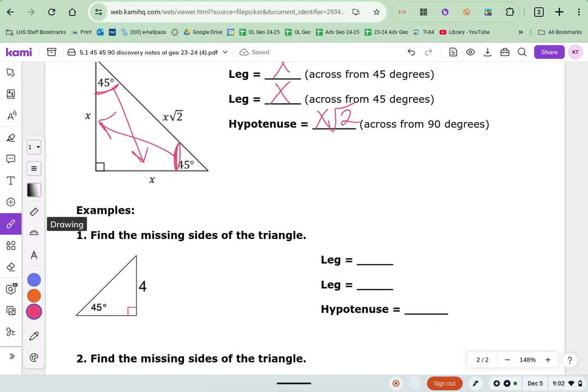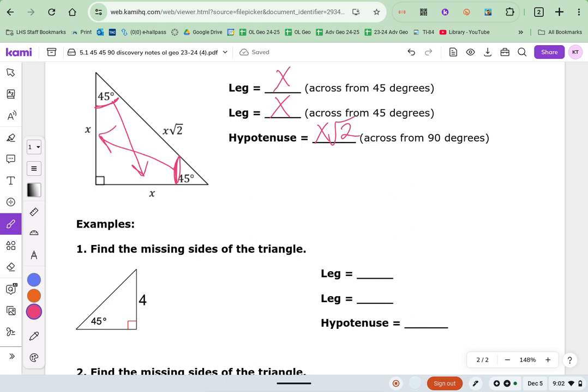All right, so on this first one, we decide, are we given a leg or are we given the hypotenuse? We're given a leg because it's across from 45. So that means that the other leg is also going to be 4, which means the hypotenuse is 4 root 2. So 4, 4, 4 root 2.